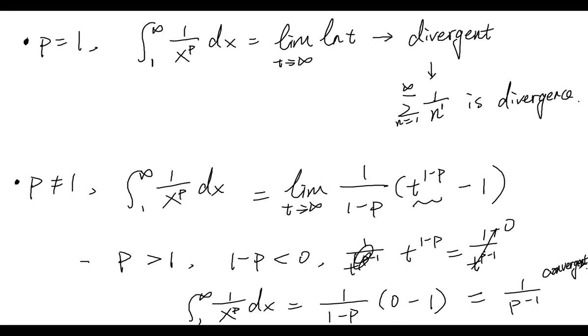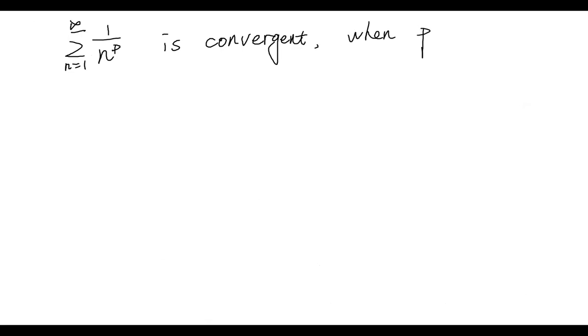This integral is convergent. So from the integral test, the corresponding series, the sum of 1 over n to the p power, n starts from 1 to infinity, is convergent when p is greater than 1.